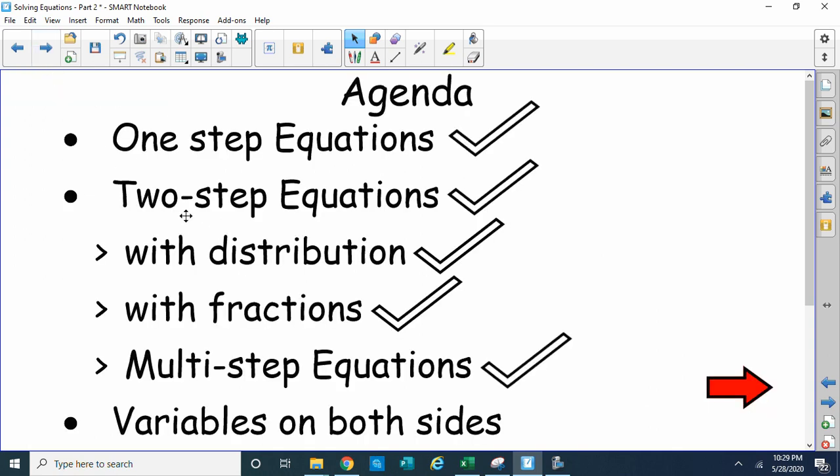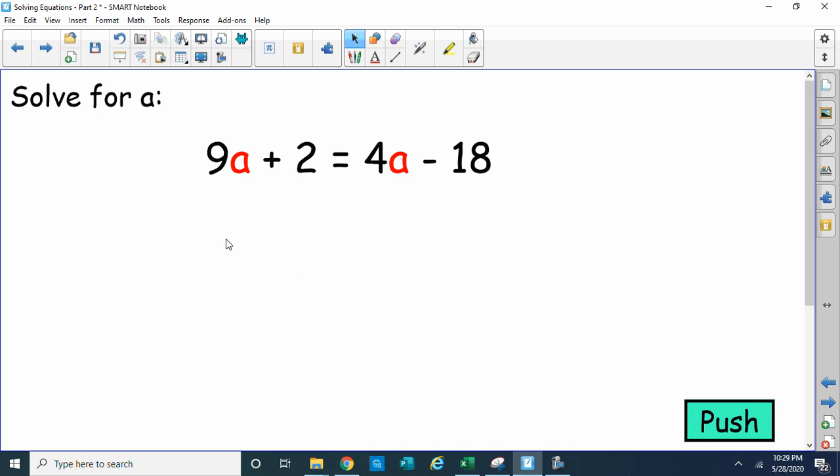So we have come to the end of our video. Our multi-step equations we just mastered, and now where are we going next? In part 3 of this, variables on both sides. Whoa, well, we know variables are letters, but what do you mean on both sides? Well, here's what I'm talking about.